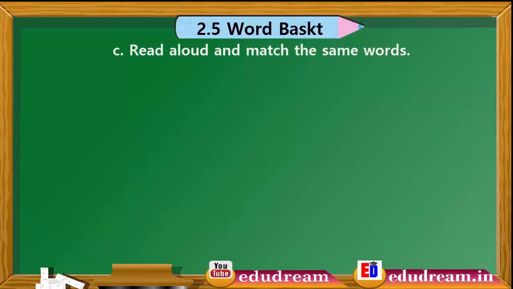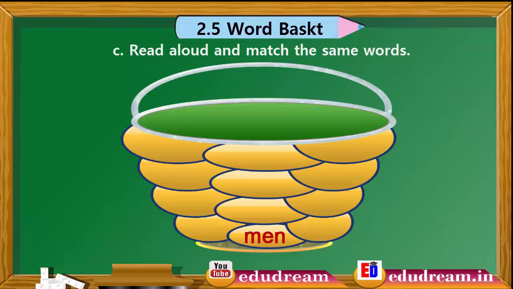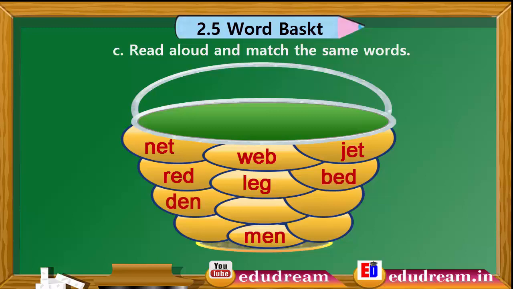Read aloud and match the same words. Men, net, web, jet, red, leg, bed, den, get, ten, wet, and pet.